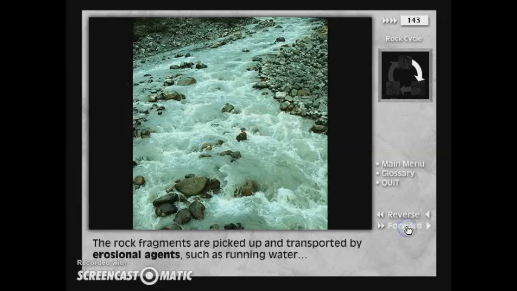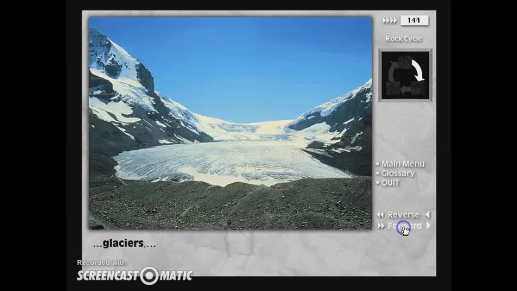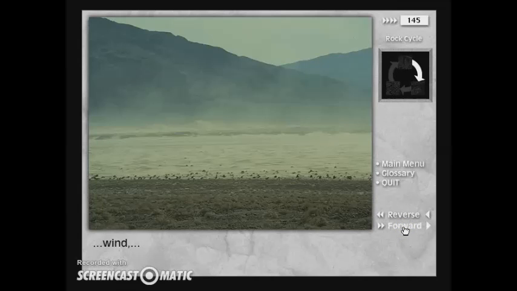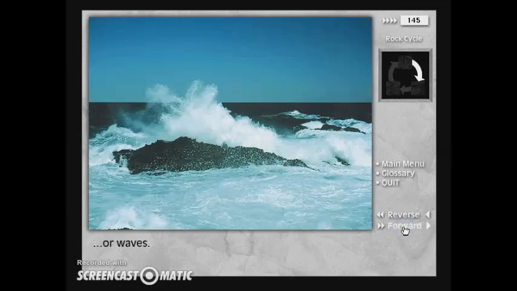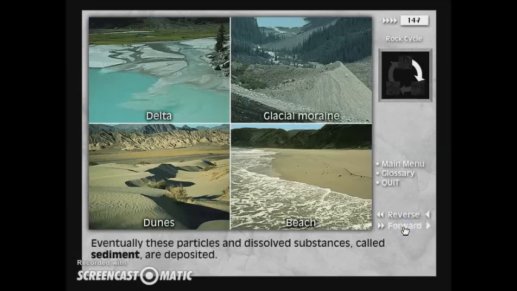The rock fragments are picked up and transported by erosional agents, such as running water, glaciers, wind, or waves. Eventually, these particles and dissolved substances called sediment are deposited.